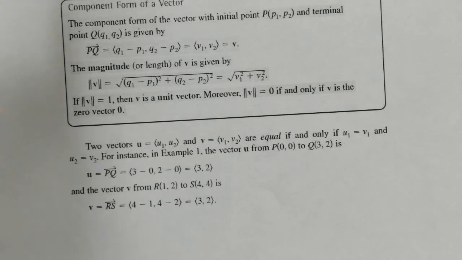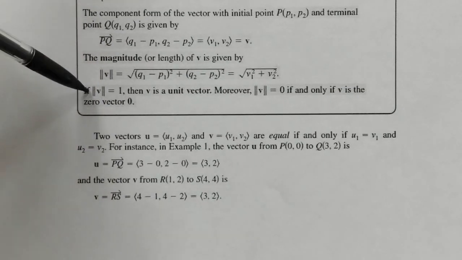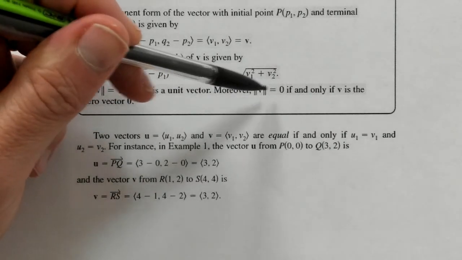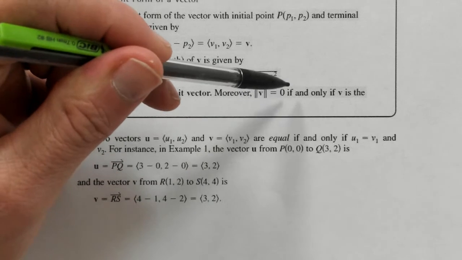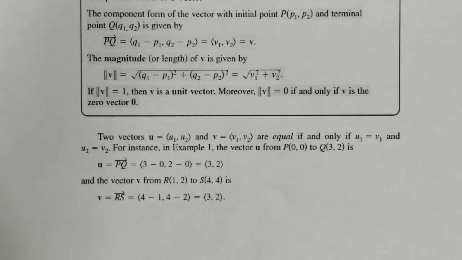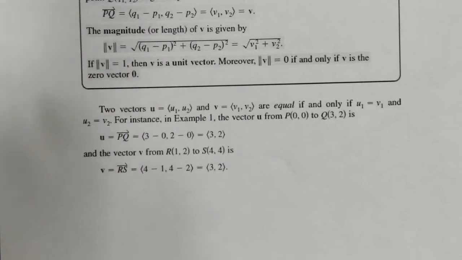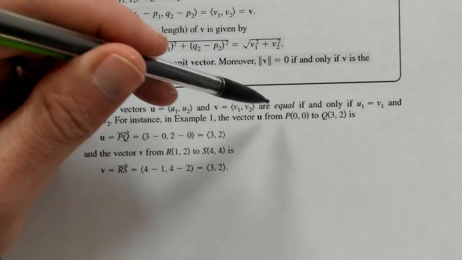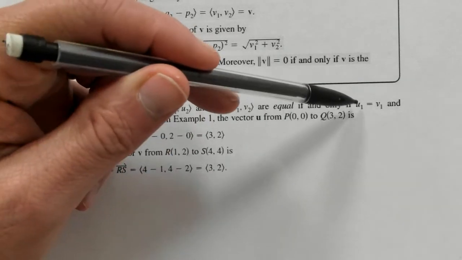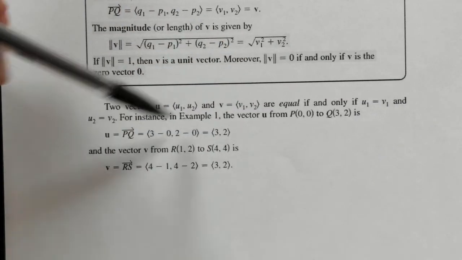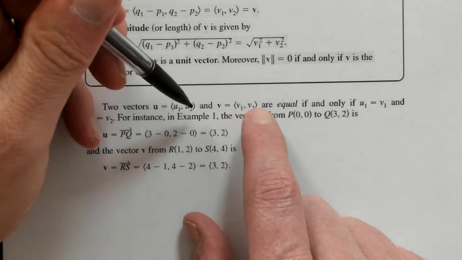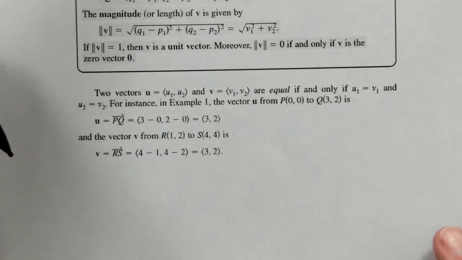So a couple of notes down here. If the magnitude is 1, then v is the unit vector. If the magnitude is 0, it can only be 0 if and only if v is the 0 vector. So the only way the length of the vector can be 0 is if it is the 0 vector. Now, when we're talking about equal vectors, two vectors are equal if and only if u1 equals v1 and u2 equals v2. So only if the corresponding components are equal, that's the only way that the vectors can be equal.